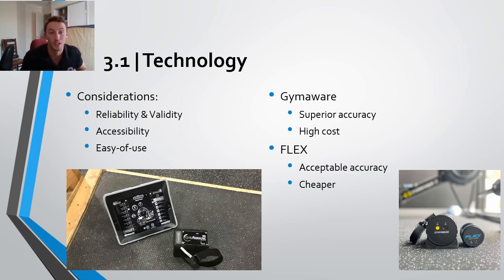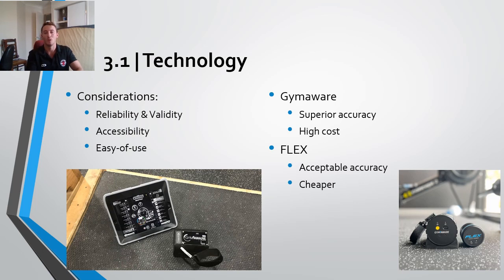Let's have a look at the technology. So reading the velocity of the bar requires the use of external equipment, and there are considerations that need to be made by the practitioner when choosing which device suits their needs best. The reliability and validity of this device should be at the forefront of this decision. Accessibility and ease of use of these devices should also be taken into account when deciding which device to go with.